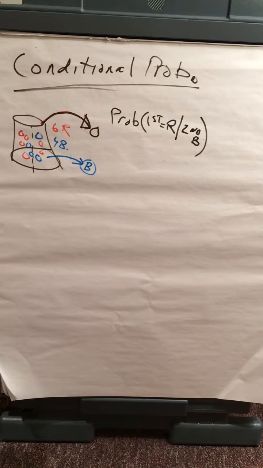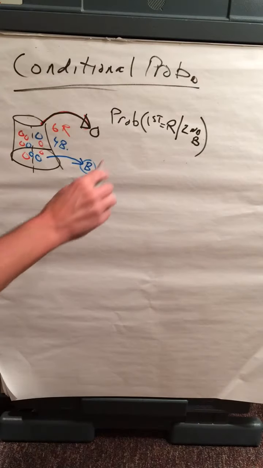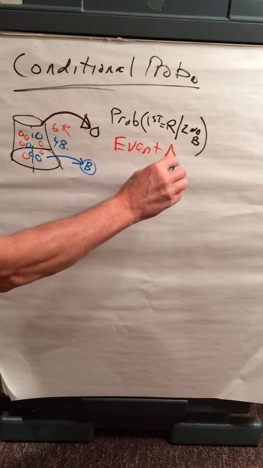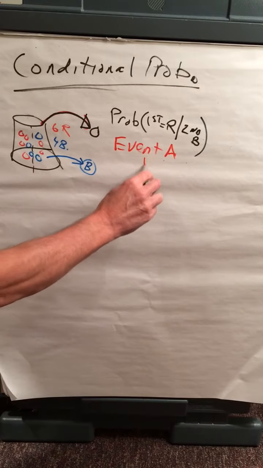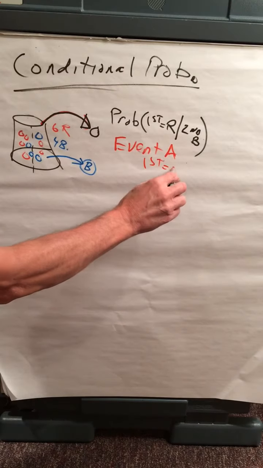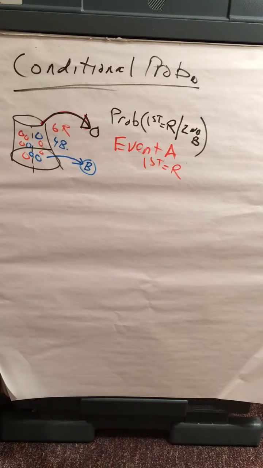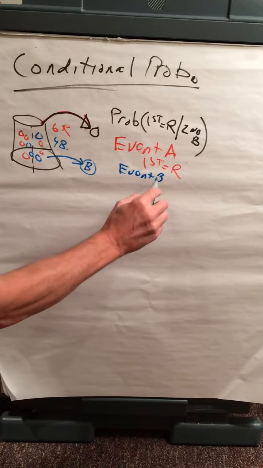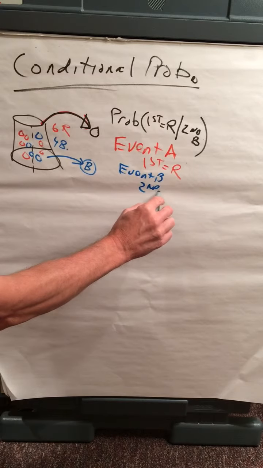Now, to do that, we're going to take a look at a couple different approaches so you can get a full appreciation of what this conditional probability is all about. Now, first, let's take a look at the events. There's 2 events here. The first event is event A. Event A is the first ball is red. Now, event B is the second ball is blue.